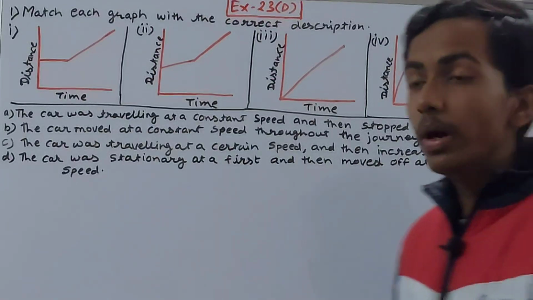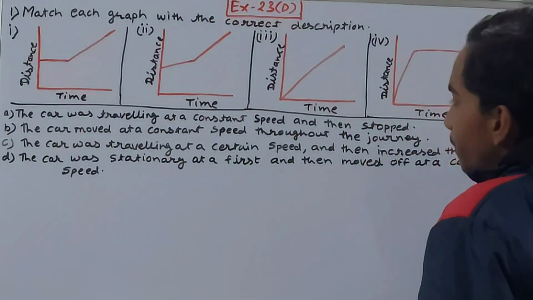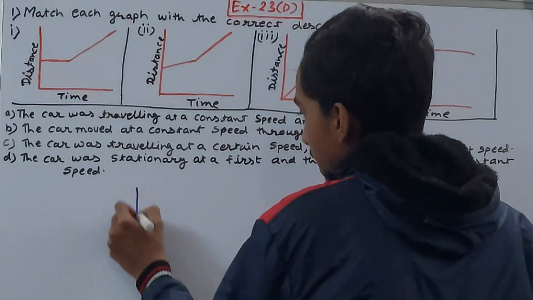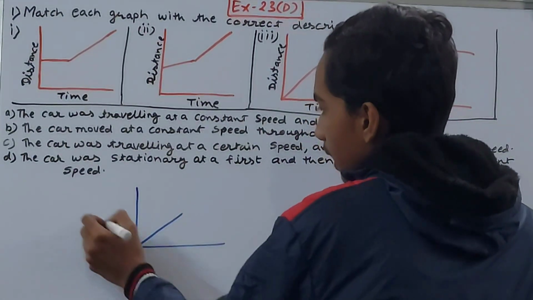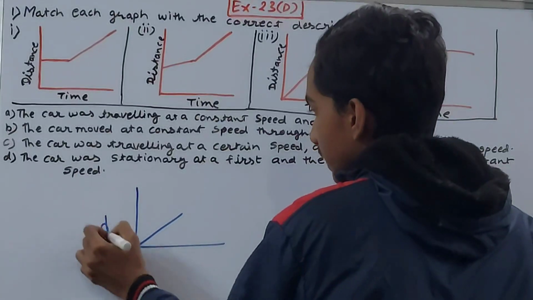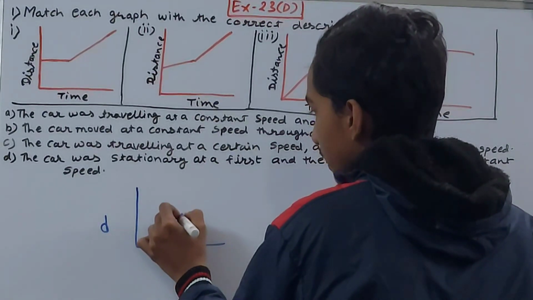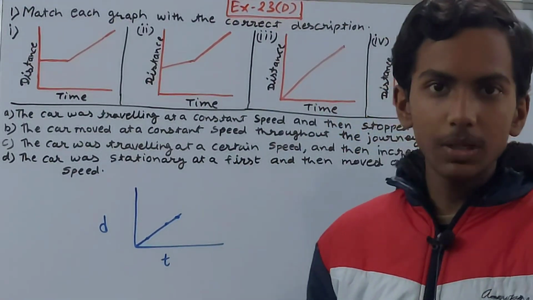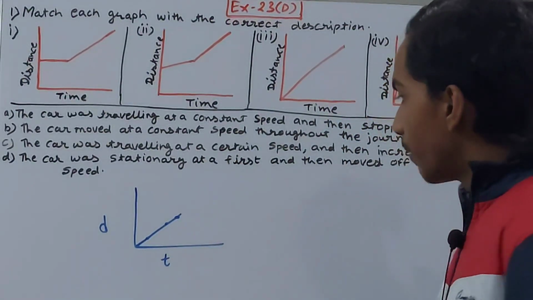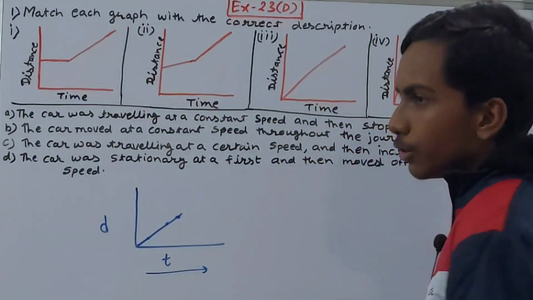So how do I know that the car is traveling at a constant speed? If you see any graph like this, where the graph is going up, here you have the distance and here you have the time. At any point if you calculate the speed, it will be the same. The speed is not accelerating. Why? Because as the time is increasing, the distance is also increasing.